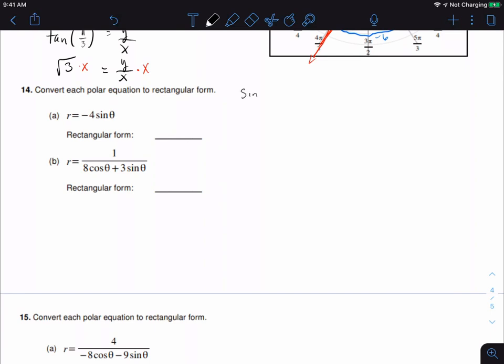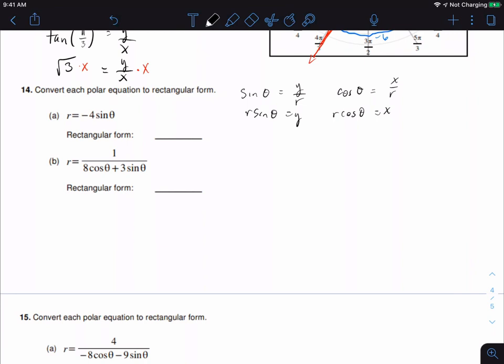So if we have, didn't we say that sine of theta was equal to y over r, right? So then what we could do here is we can remember that r sine theta is equal to y. And then if we want to do cosine theta, we can remember that cosine theta is x over r, or r cosine theta is equal to x. These are just formulas that we're trying to generate to remember.